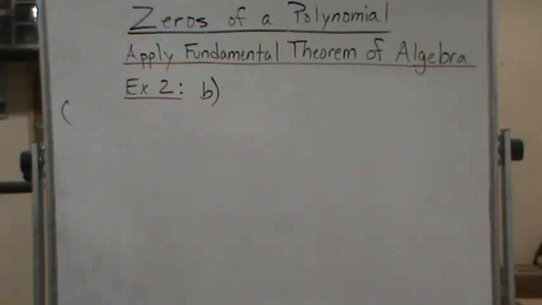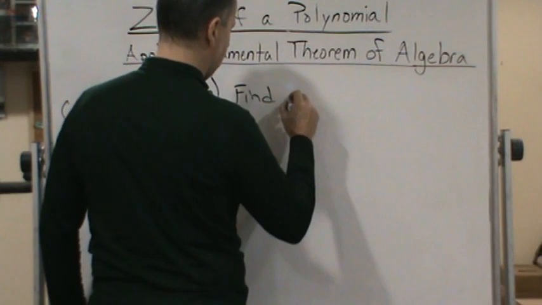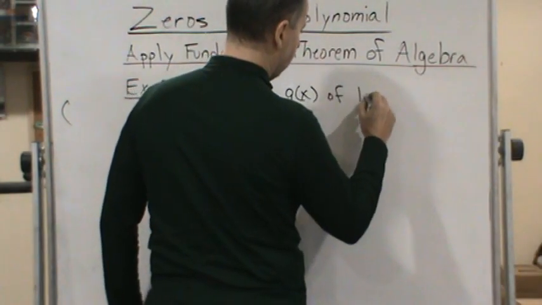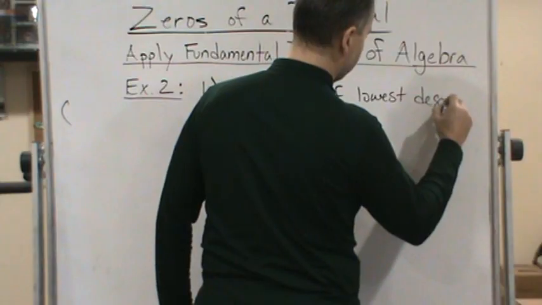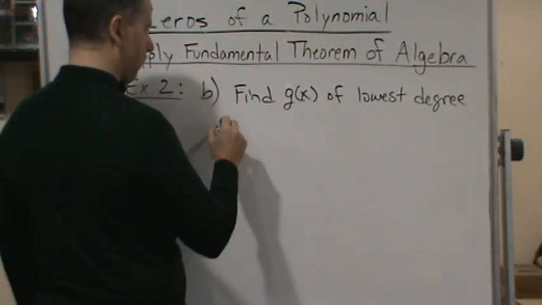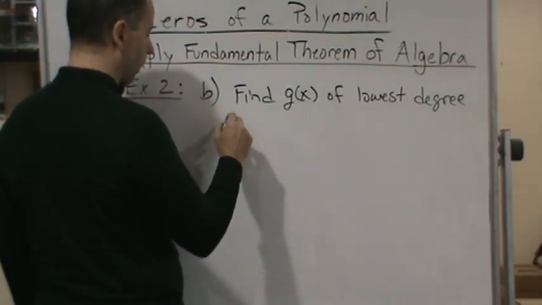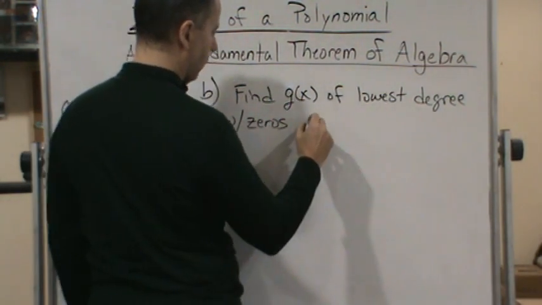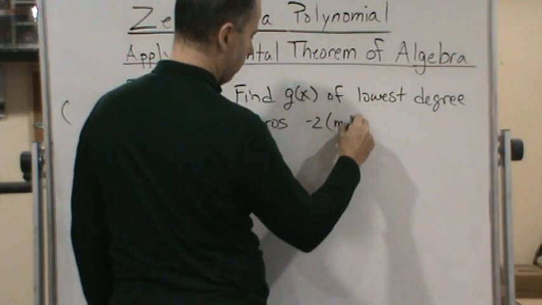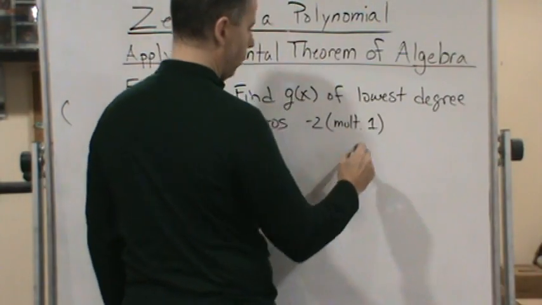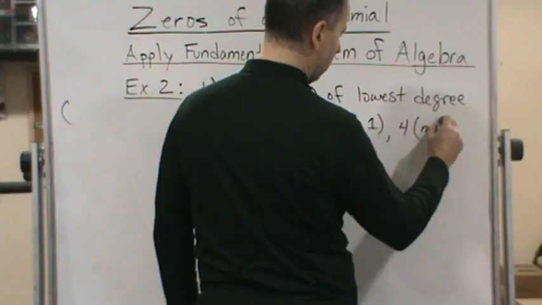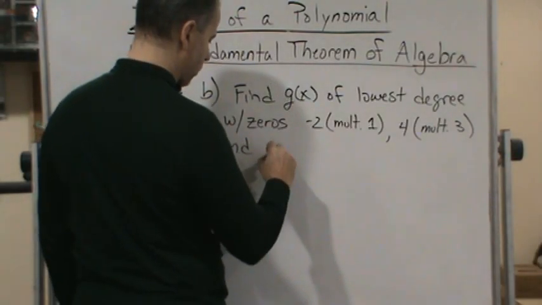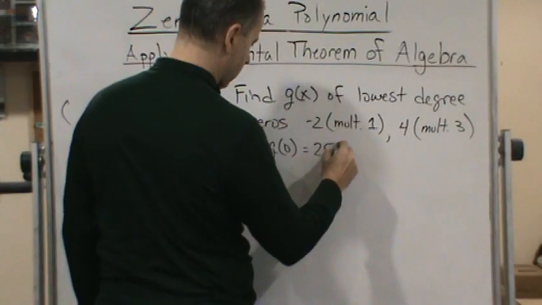Okay, so we want to find g of x of lowest degree, okay, with zeros -2 with a multiplicity 1, and 4 with a multiplicity of 3, and g of 0 equals 256.